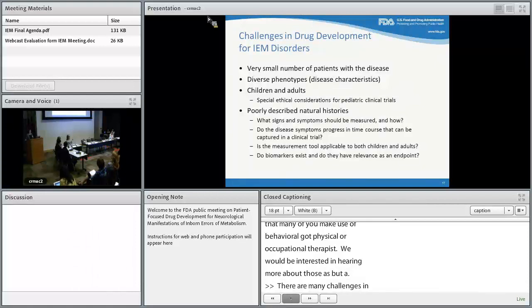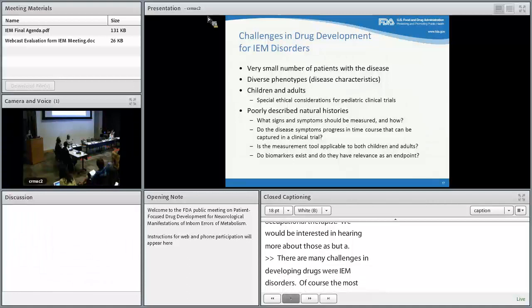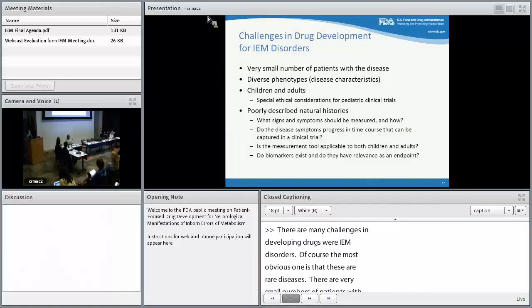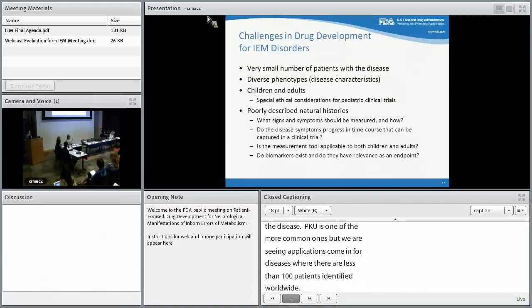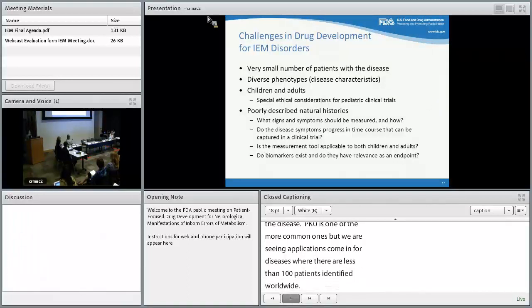There are many challenges in developing drugs for IEM disorders, and of course the most obvious one is that these are rare diseases, so there are a very small number of patients with the disease. PKU is one of the more common ones, but we are seeing applications come in for diseases where there are less than 100 patients identified worldwide. And within these rare diseases, then there's patients with a great deal of heterogeneity or diverse presentations of the disease. As I mentioned before, 2 patients with the same disease may have very different symptoms.